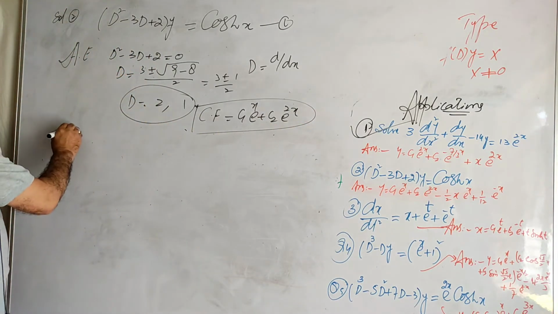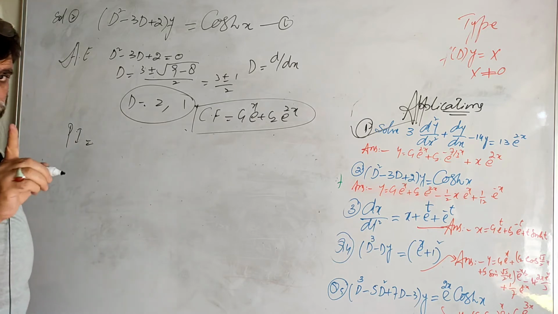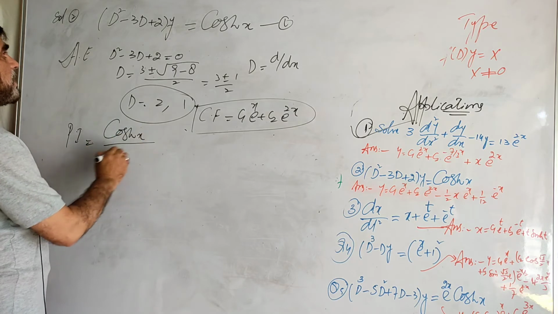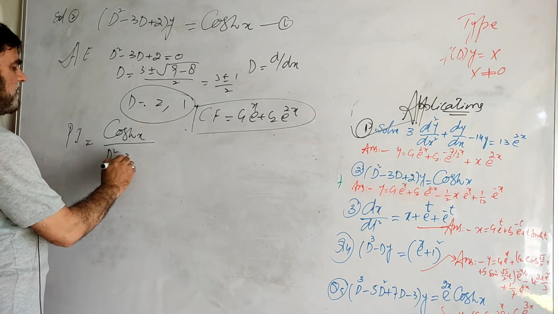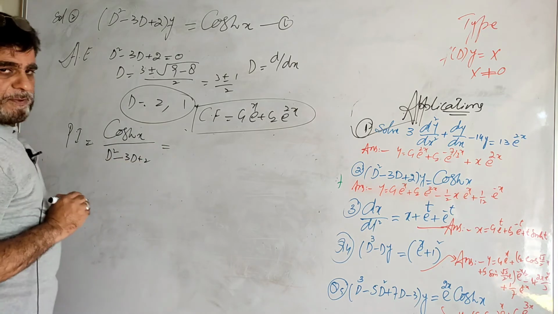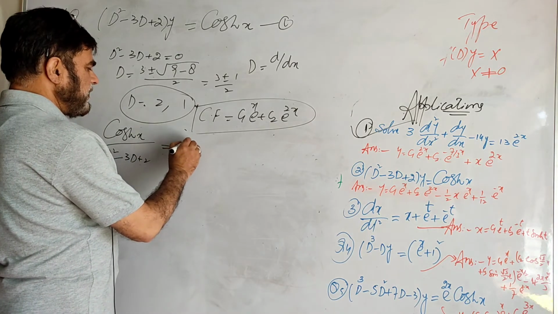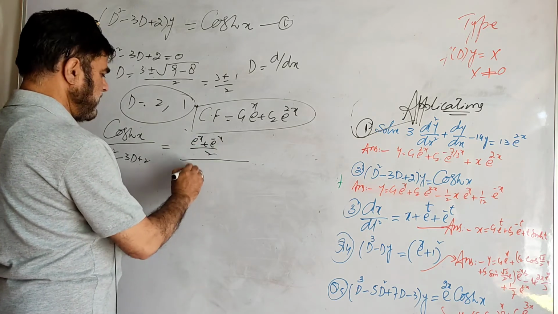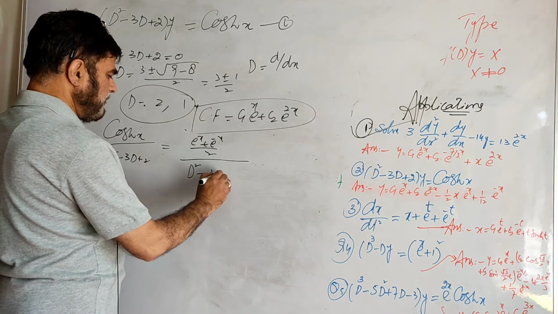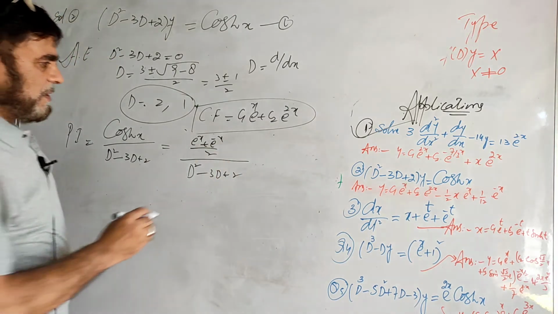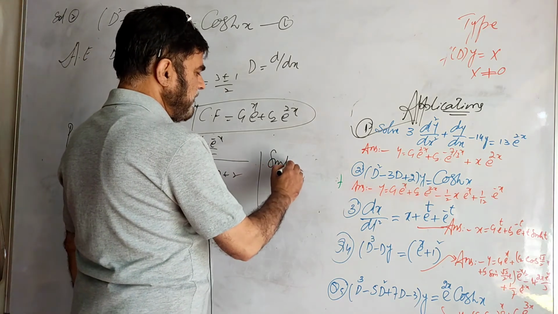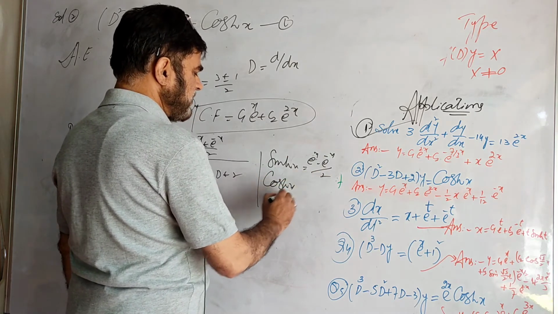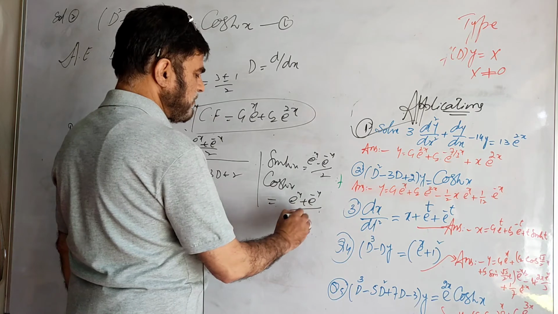Then we have the particular integral. How do we find the particular integral? We are doing rule number 1, the exponential case. Cos hyperbolic x also comes in the exponential case. It is 1 by d square minus 3d plus 2 of cos hyperbolic x. Now we have the formula for cos hyperbolic. It is e raised to power x plus e raised to power minus x by 2, over d square minus 3d plus 2. You know that sine hyperbolic is given by e raised to power x minus e raised to power minus x by 2. Remember this. And cos hyperbolic of x is given by e raised to power x plus e raised to power minus x by 2.